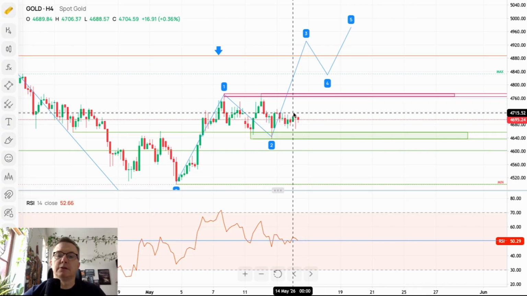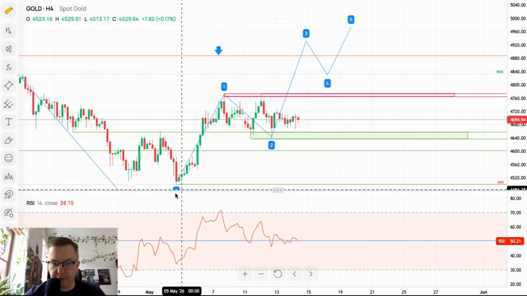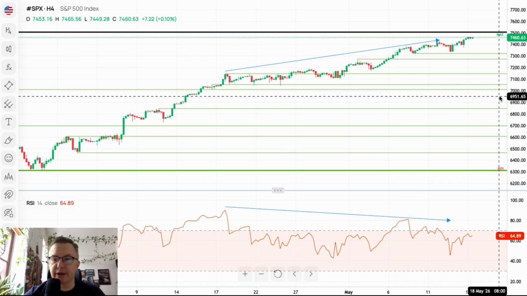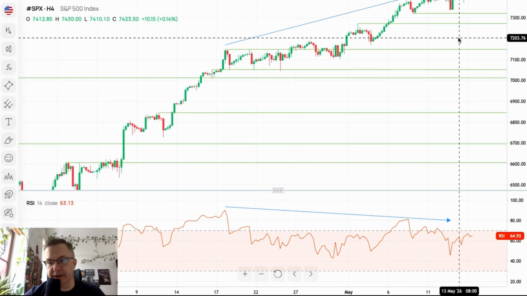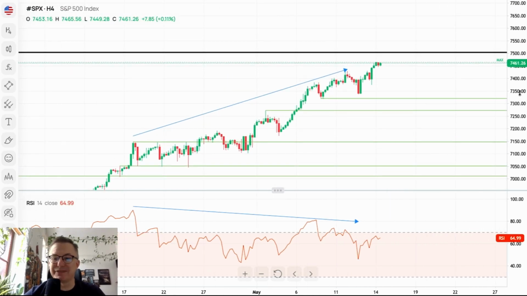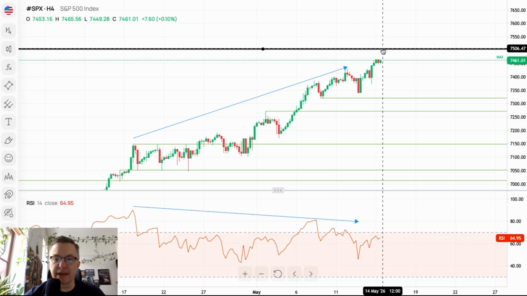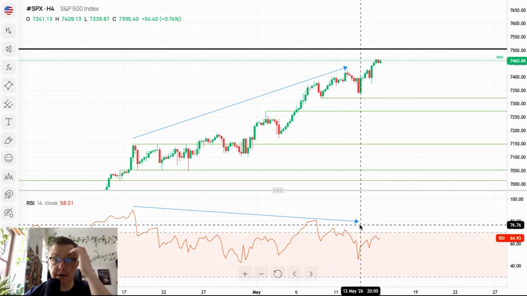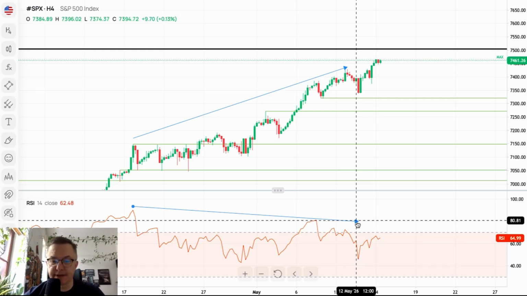either to the downside or to the upside. The upside is preferred because in the background we might have impulsive wave 1 already done. S&P 500 and the news: boring market, keeps going up and it's 40 points away from the 7,500 level, which is the target level, a psychological level. That might be the target for the S&P 500 bulls.